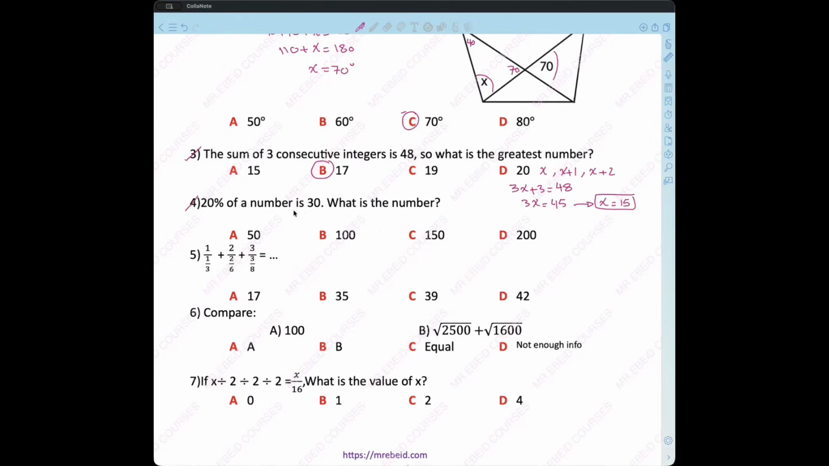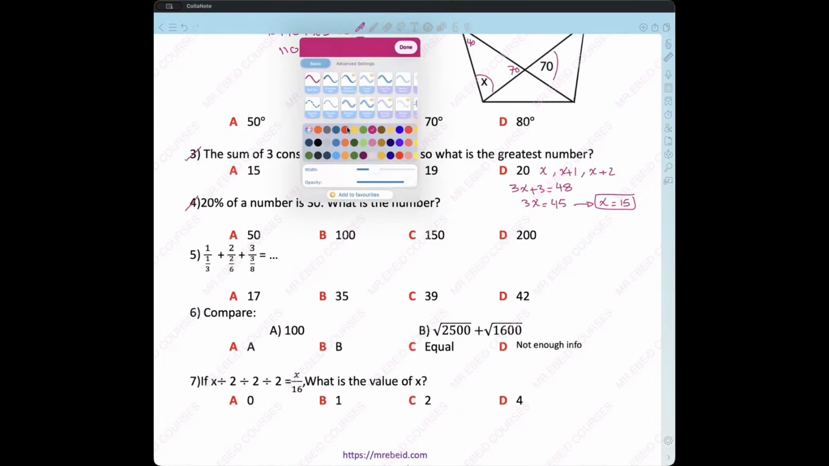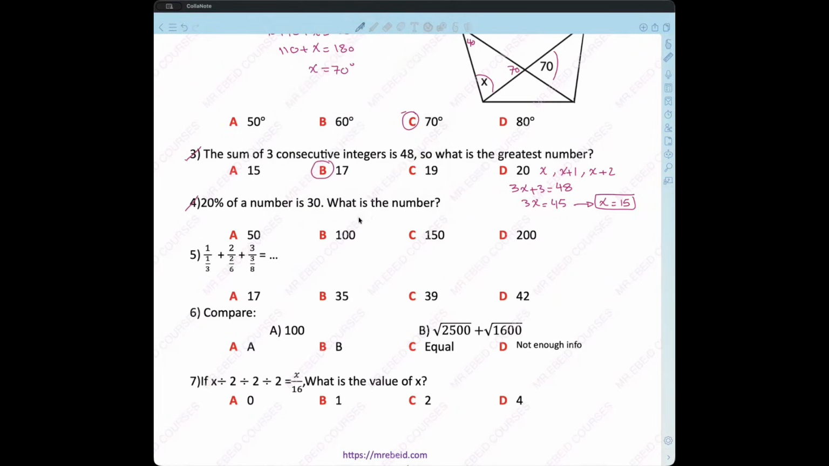Let's move to question 4. 20% of a number is 30. What is this number? So translate into math. We have 20% of x equals 30. To change 20 into 100, just multiply both sides times 5, as you know that 20 times 5 is 100. So 100% of x, which represents x, equals 30 times 5. 3 times 5 is 15, and I'll write down 0. So the answer is 150, which is C.